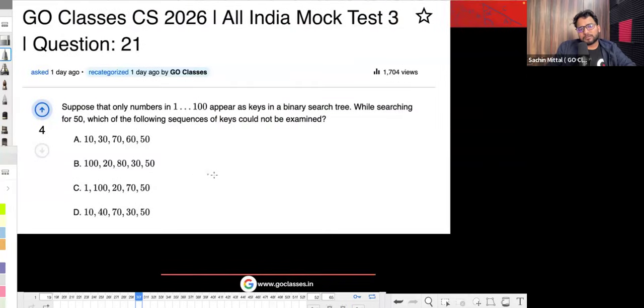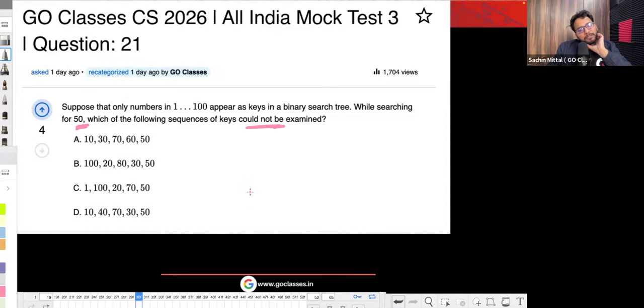Now let's see this question. In this question they're asking that if you are searching for, let's suppose, 50, and the only numbers which are possible are 1 to 100 in a binary search tree, then which of the following sequence of keys could not be examined? They're asking could not be examined.